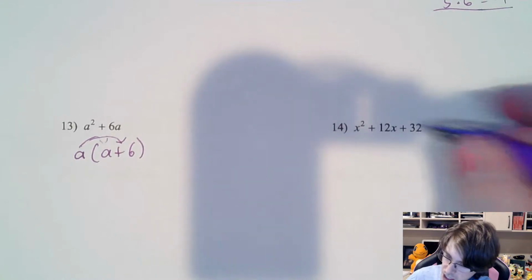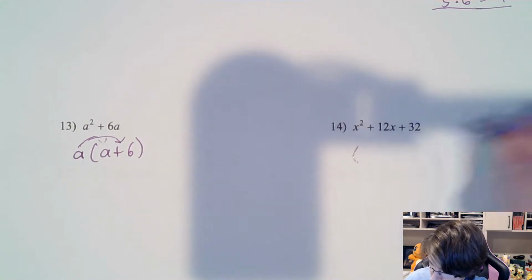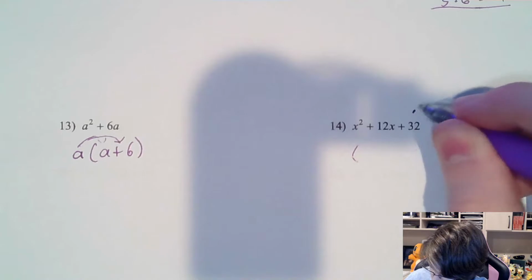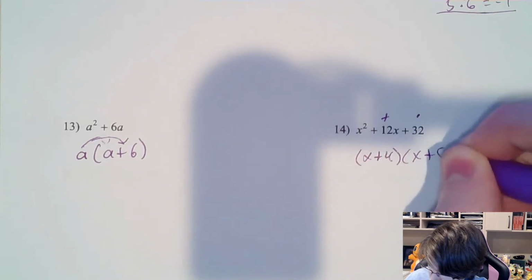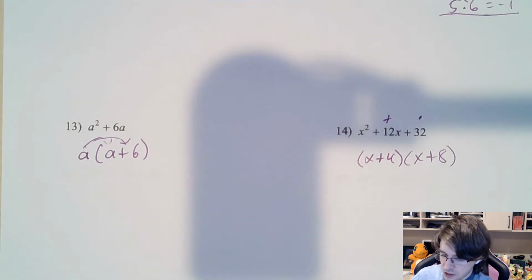For number 14, same exact ideas as what we've been doing all day. This one multiplies to 32, adds to 12. That's going to be x plus 4 times x plus 8. Kind of a fast one for sure.